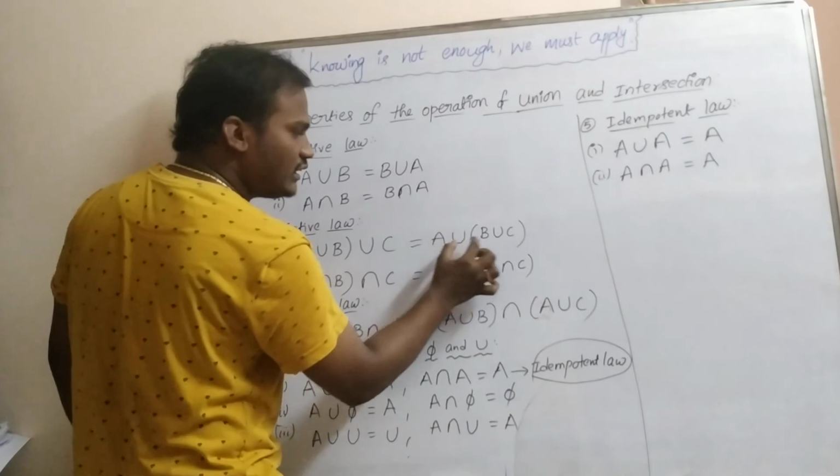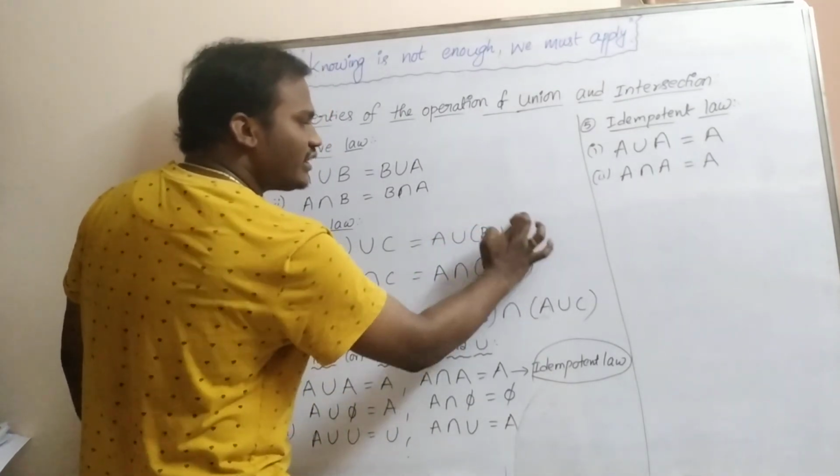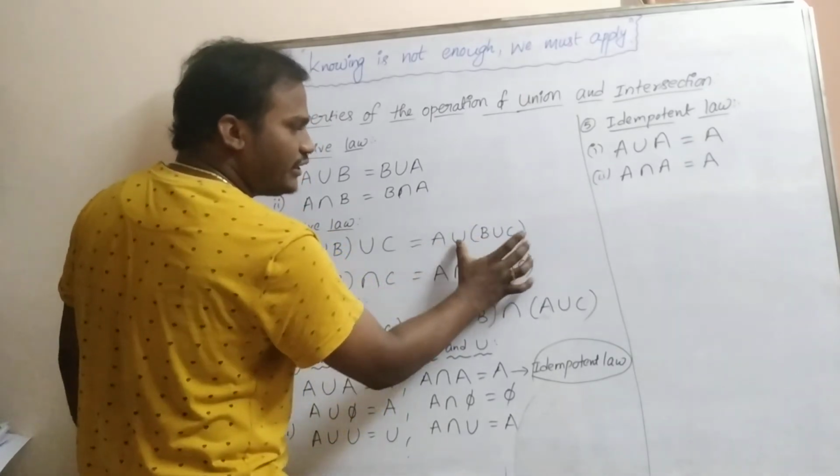Similarly here also, first find B union C. We should find what we have in the bracket. First we should find that set, then that set along with the new set. Then you will get A union, B union C.